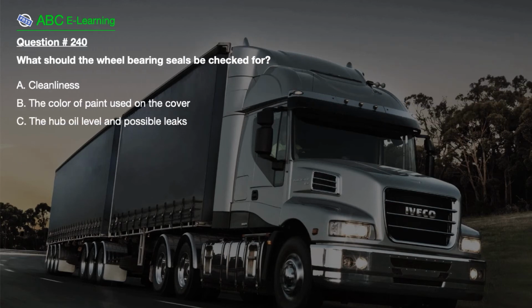Question number 240. What should the wheel bearing seals be checked for? A. Cleanliness. B. The color of paint used on the cover. C. The hub oil level and possible leaks.